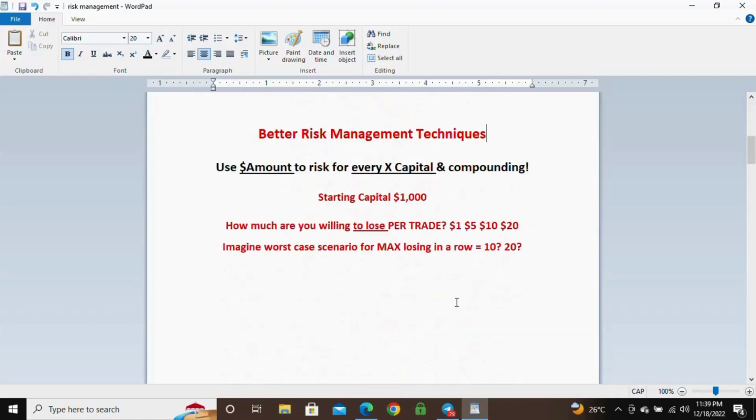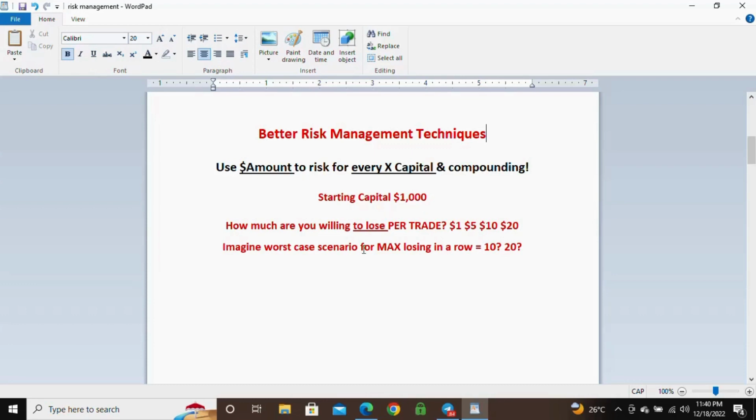Now, let's go to better risk management techniques. This is going to help you to carve out the amount you are willing to lose. Take for example, when you want to manage your risk in Forex, always use an amount to risk for every X capital, and compounding. I mean, let's assume you have a starting capital of $1,000.